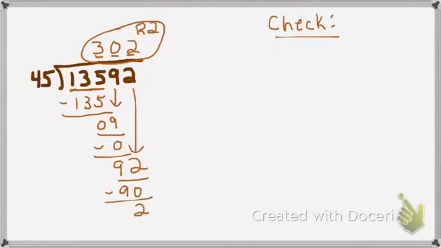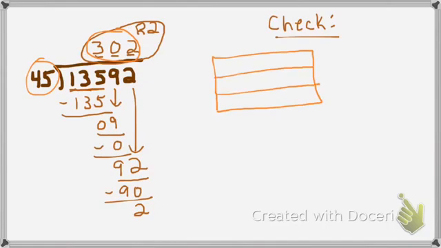So this is the check for problem number 3 using the box method check. I write down the word check and underline it because my mean teacher makes me. And I'm going to multiply my whole number quotient times my divisor. So I have 302 times 45. It's the box method, so I will make the box.